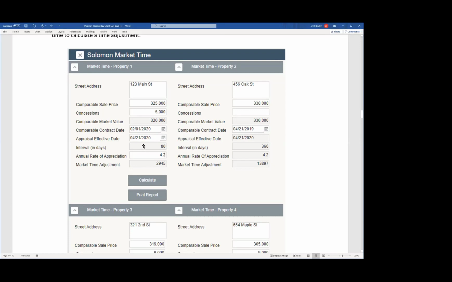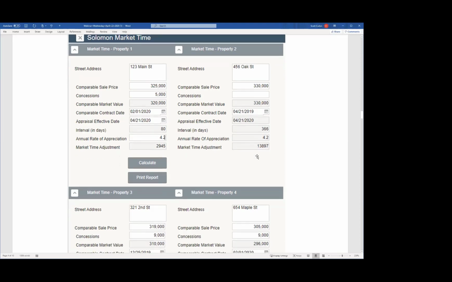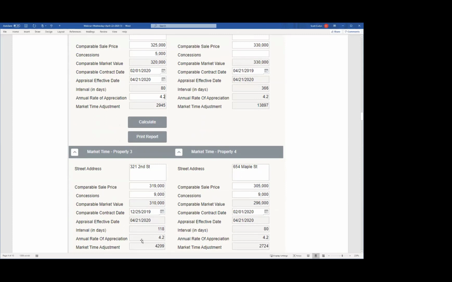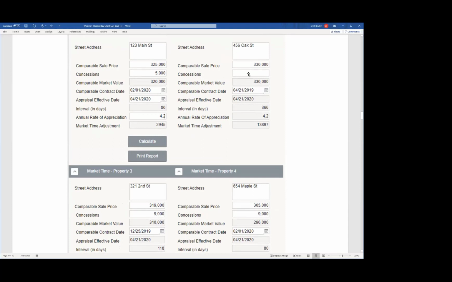Now, you fill this one out for comp 1, and the calculator automatically fills in the appreciation rate for comp 2, comp 3, and comp 4. It automatically fills in the effective date for all of those. So all you need to do is go back and enter the sale price, the concessions, if any. That can be 0, or you can leave it blank. And then go back using this calendar tool. In this case, it's 1 year ago, right? 4/21/19. So we counted one day twice. There's 366 days. 4.2% of 330 is 13,897, all right?